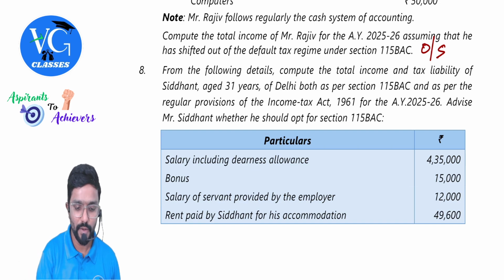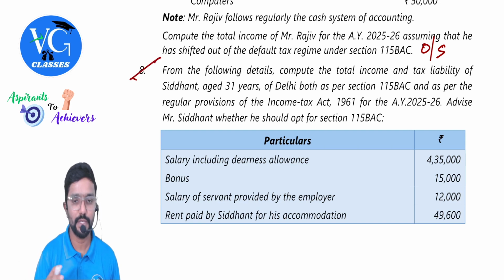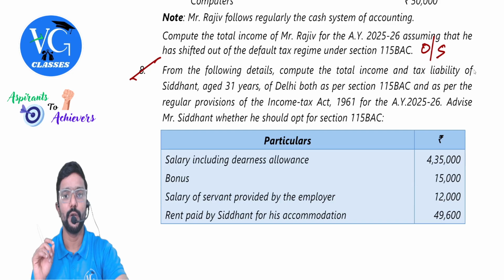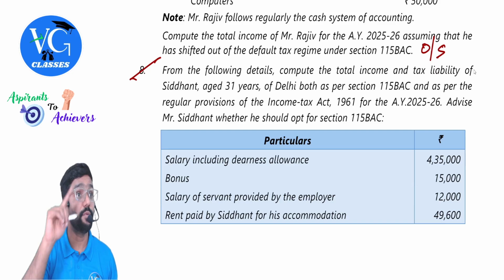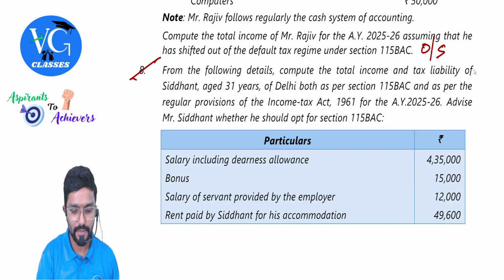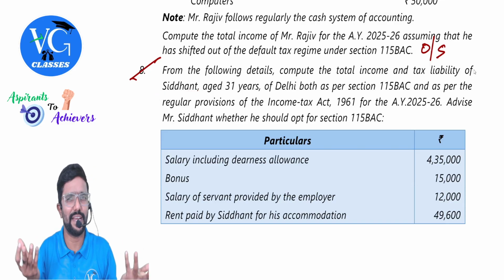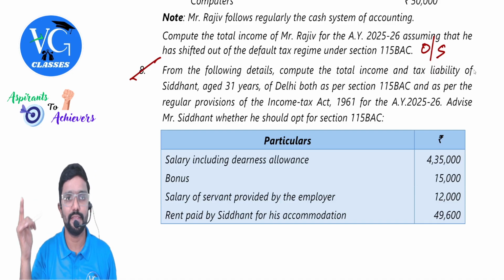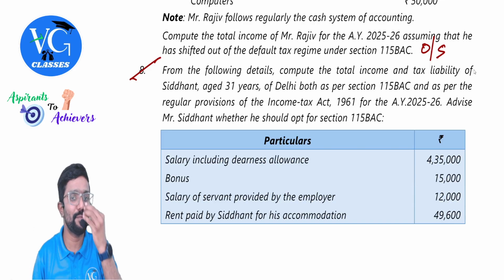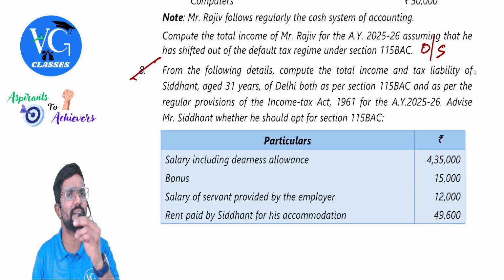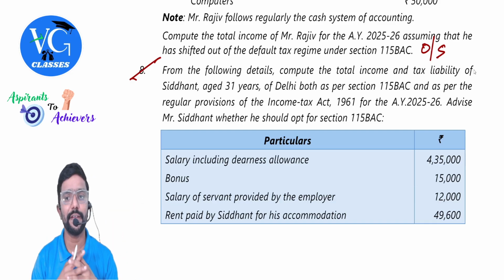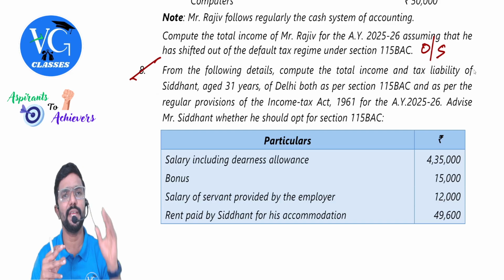Yeah. Question number 8. From the following details, compute the total income and tax liability, both they are asking, of Siddhant, age 31 years, doesn't matter, of Delhi, both as per 115BAC, that is default scheme, and as per the regular provisions of the Income Tax Act 1961. Regular provisions means optional scheme. For the assessment year 25-26, advise Mr. Siddhant whether he should opt for section 115BAC or not.